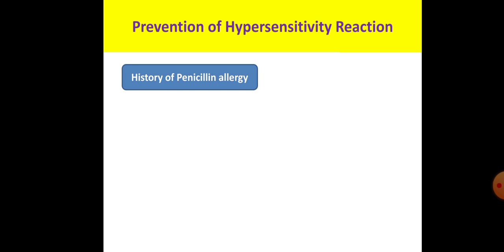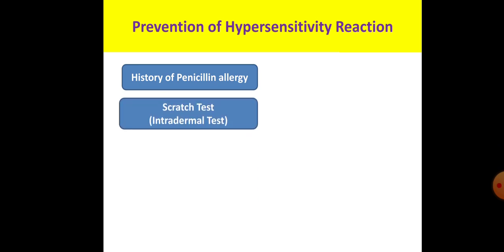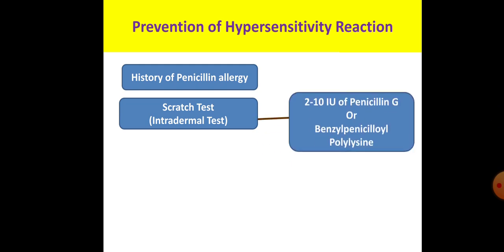But suppose patients do not know, and if you find that it is the most required agent in a particular condition, then you can do the scratch test, also known as the intradermal test. A minute quantity of penicillin G, 2 to 10 international units, is injected intradermally into the forearm, and you can look for the reaction after 30 minutes. If there is any redness, edema or blistering in that local area, it means the person is sensitive to penicillin G, and you must not use this penicillin.